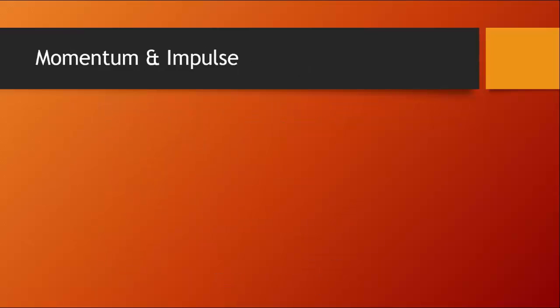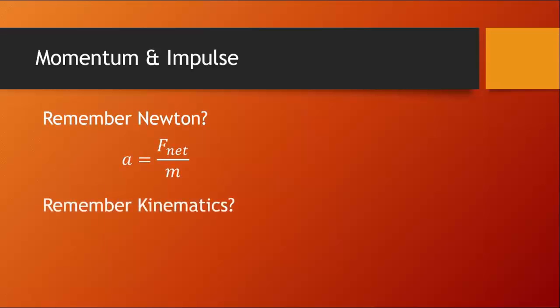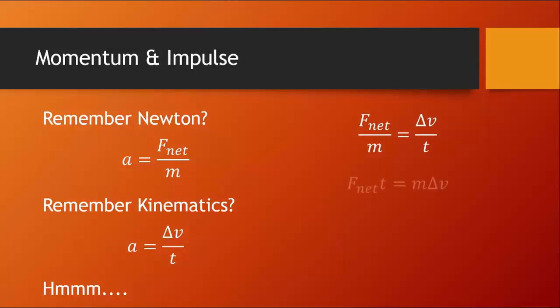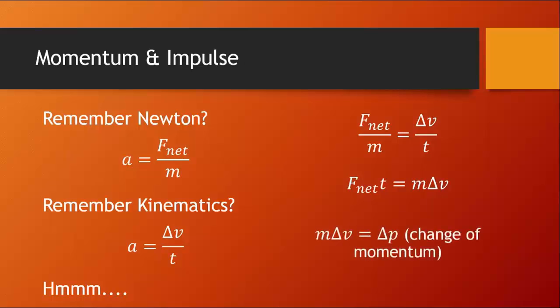Now I want to introduce this other term, impulse. You guys remember Newton? a equals F_net over m? Remember when we did kinematics? a was delta v over t? Both of those things equal a. Therefore, both of those things equal each other. And if we cross multiply, we'll get F_net t equals m delta v. And both of these terms are very important. m delta v can also be called delta p, the change of momentum. If an object changes velocity, it will have more or less momentum than it used to have. And F_net t is defined as impulse. That's right, capital J is impulse. Why? Nobody knows.